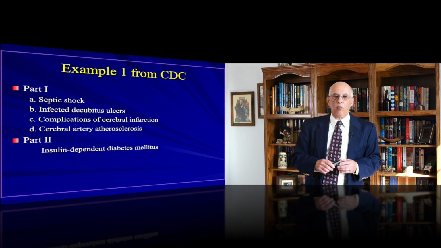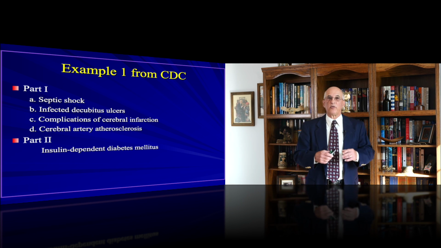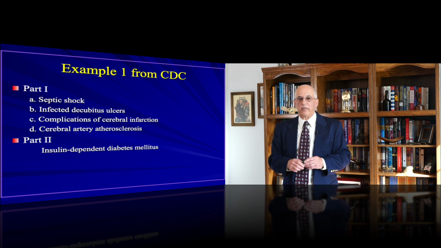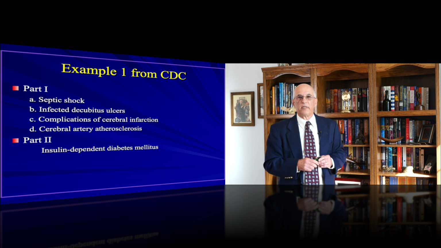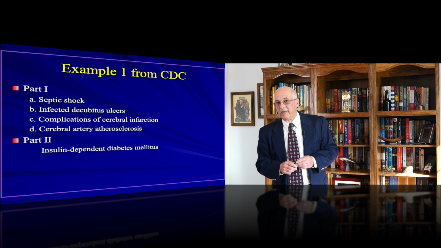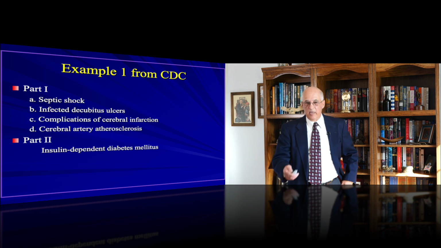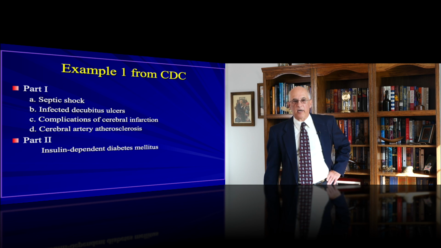And then why did they get the stroke? Well, that was from cerebral artery atherosclerosis, or in other words, hardening of the arteries that supply blood to the brain, causing the stroke, causing the ulcers, causing the septic shock. And also, once again, and you see this a lot, the patient had diabetes, which also made it more difficult to clear up the infection, leading to the septic shock.